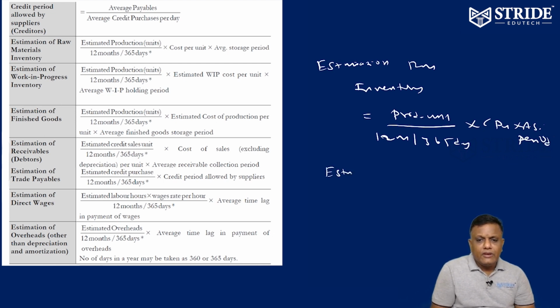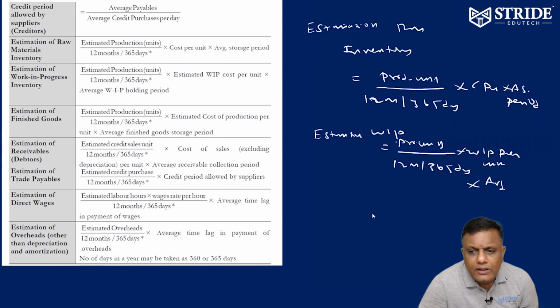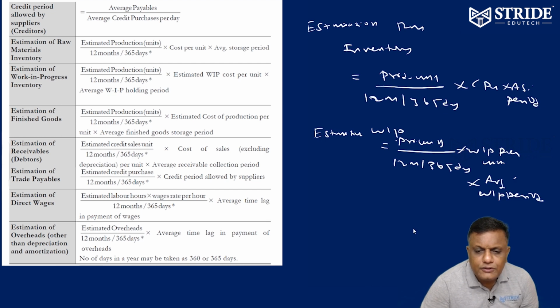Next, estimation of WIP is equivalent to, similarly, production units by either 12 months or 365 days, into WIP per unit, into average WIP period.